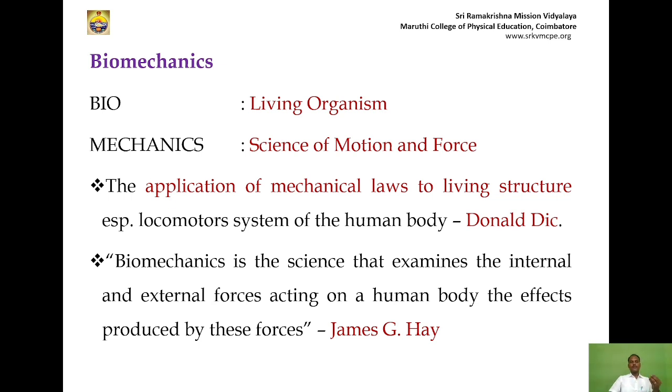Through these forces, what effect are we producing? How do the forces help to get the effect? If you talk about the force as well as the effect, that is called biomechanics. So bio means living organism, mechanics means science of motion and force. So biomechanics deals with force as well as the effect.